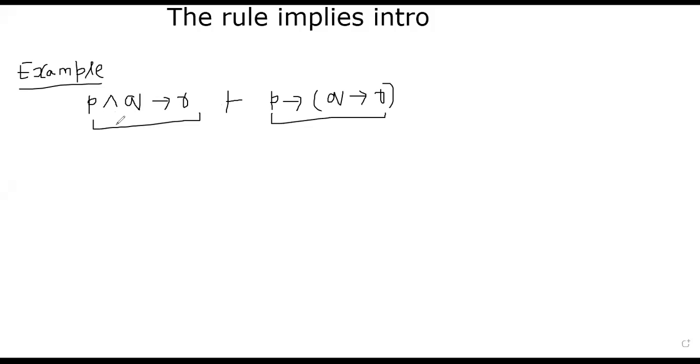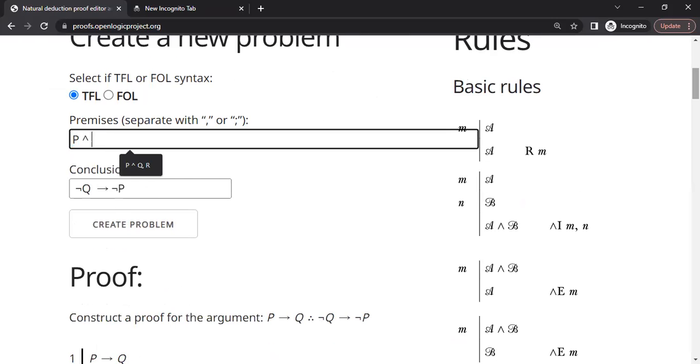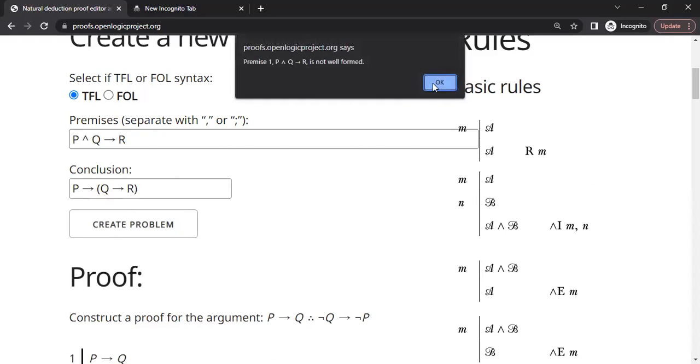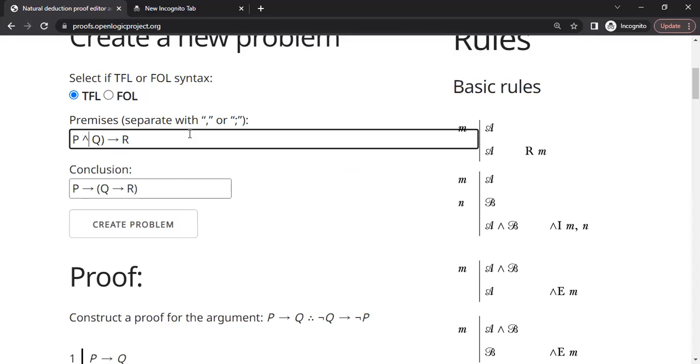Let's take the theorem prover assistant we have, and I will prove this. Along the way, I will introduce you to the notion of rule implies. It's P and Q implies R. P and Q implies R is the premise, and the conclusion is P implies Q implies R. So this is the conclusion we need to arrive at. I will put a bracket so that it's not confused.